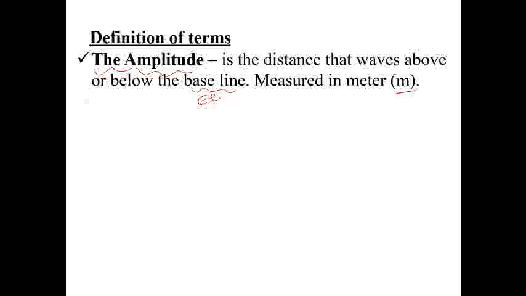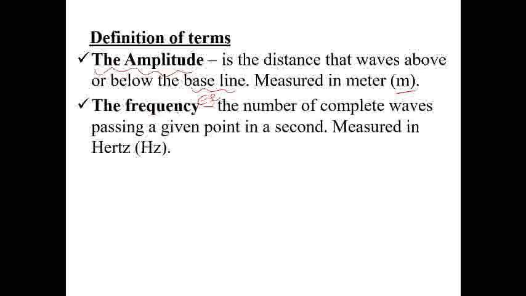meters. And the second one is frequency, the number of complete cycles in a given 1 second. In a given second means how many cycles are traveled by the wave in 1 second. The unit for frequency is hertz, symbolized by Hz. For example, if the frequency is 20 hertz, this means that the wave travels 20 complete cycles in 1 second.